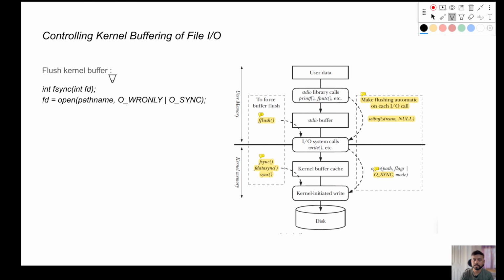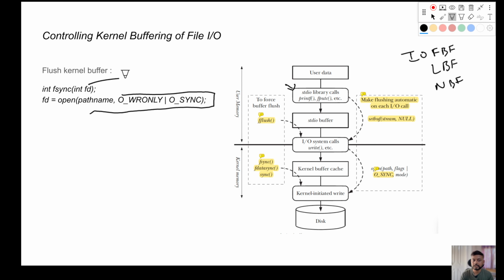It is also possible to control the kernel buffering, but the control is not as fine-grained as for the standard IO library, where we had multiple modes for either full buffering, line buffering, or no buffering. Here we can either enable the kernel buffering or disable the kernel buffering. fsync is an equivalent call to fflush. fsync flushes the kernel buffer to the disk, whereas fflush, as we discussed in the previous slide, would flush the standard IO buffer into the kernel buffer.